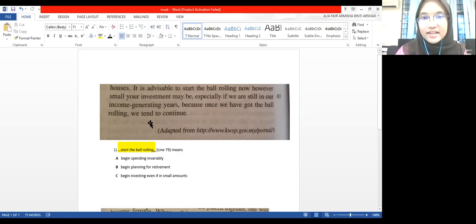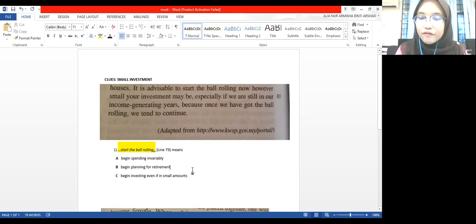So after you understand what the passage is all about, you identify the clues in the text. The clues can be found before or after the word. So if we look at here, the clues can be found after the word rolling, which is small investment. So I will write here: small investment.